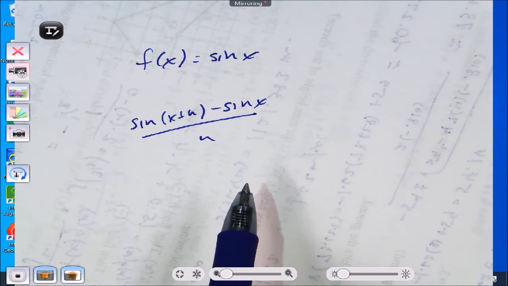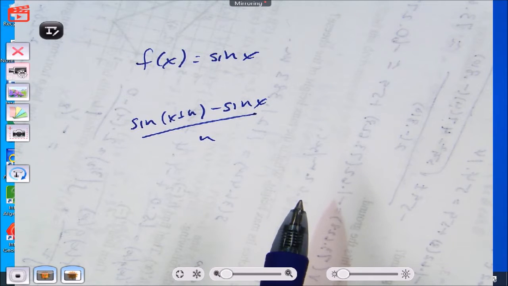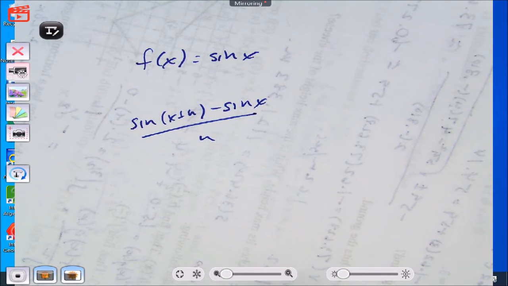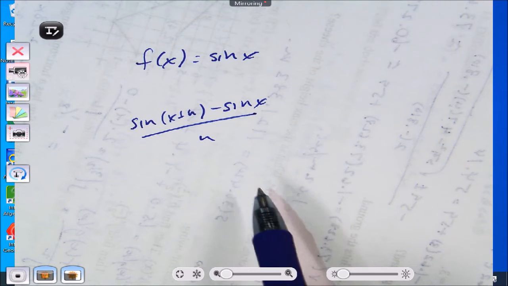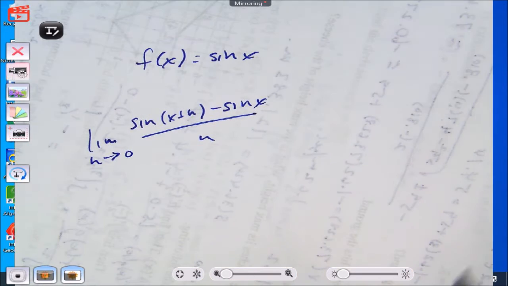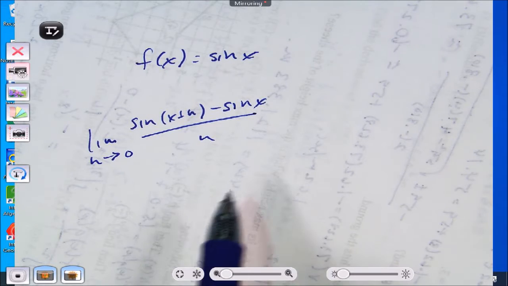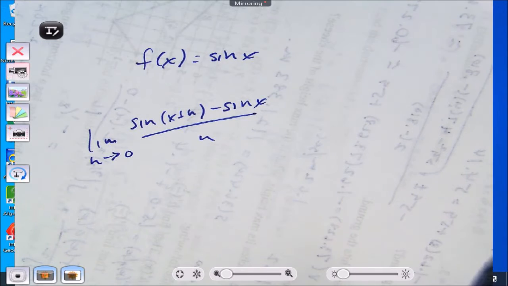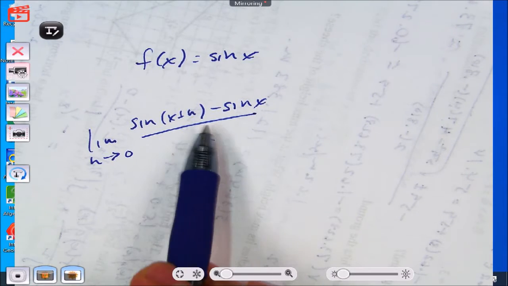No. Why not? Because it doesn't look right. If you were to solve it, that would not work. Because you need a limit. That's going to be the most common mistake: you left off a limit. You have to have a limit. You can't just write the difference quotient.